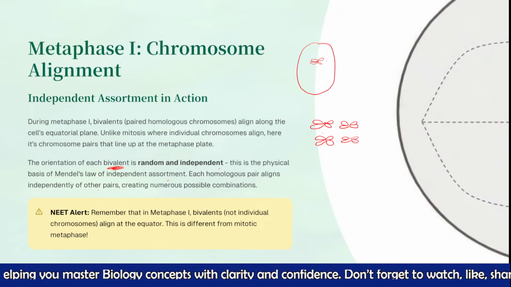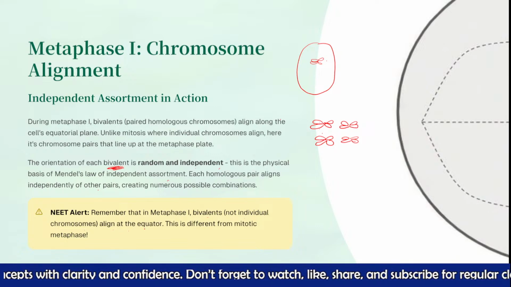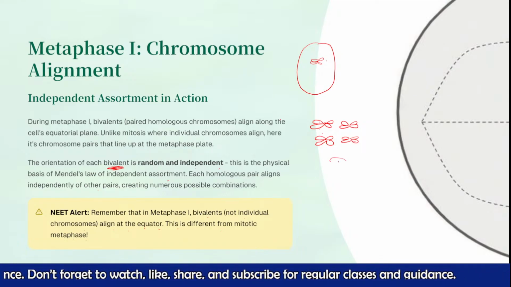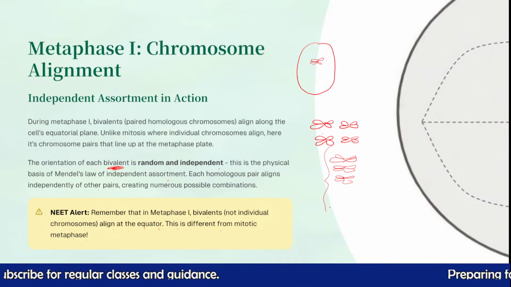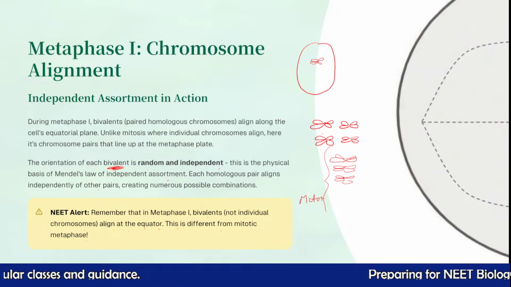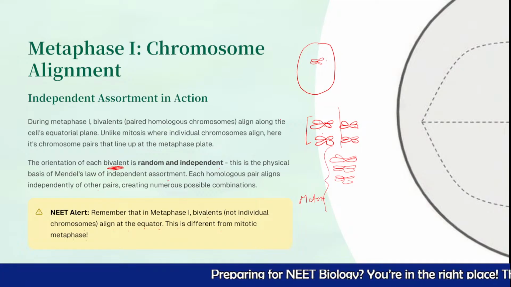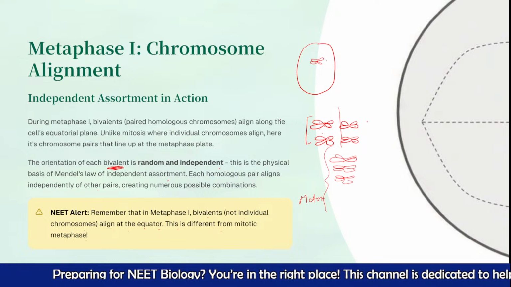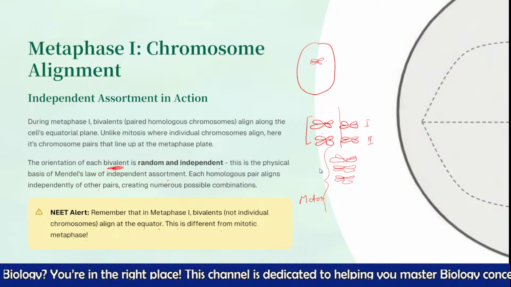So remember, in metaphase 1, bivalents, not individual chromosomes, align at the equator. This is one of the differences from mitotic metaphase. In mitotic metaphase, you can see all the chromosomes aligned in a single line, like this. But in meiosis you can see there are two rows of chromosomes. How did these two rows come? These two are the first homologous pair, then the second homologous pair, and that is how it is arranged.